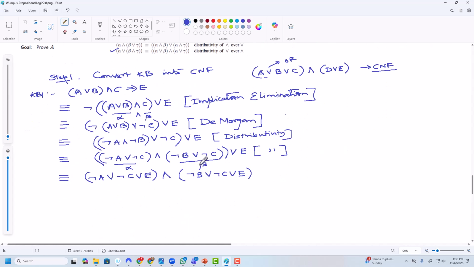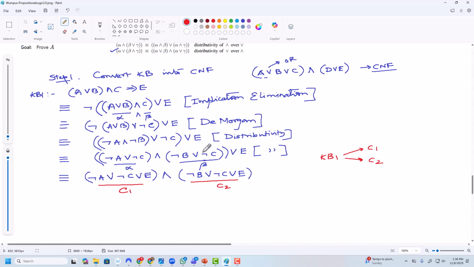So we call the first one a clause. Let's say this one we name as clause C1, and this one we name as clause C2. So KB1 divides into two clauses. One is C1 and the other is C2.